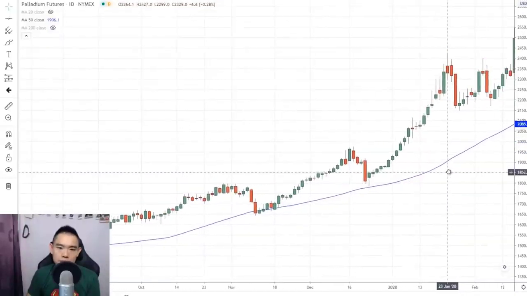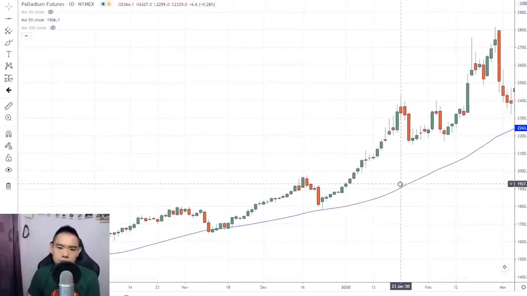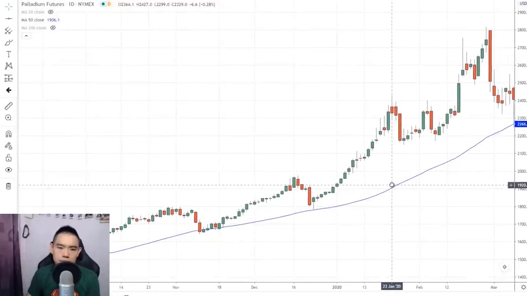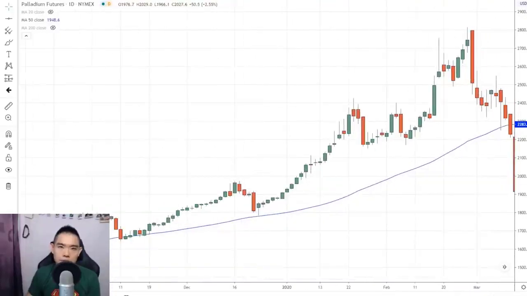Then it goes up higher and higher, then retraces down, painful, then retraces again. All right, then you exit the trade when the price breaks and closes below the 50 MA. So this is how you trail your stop loss using moving average.